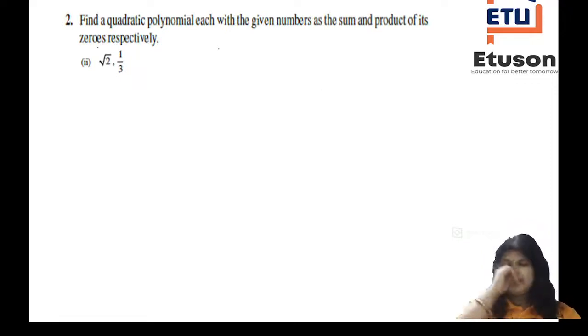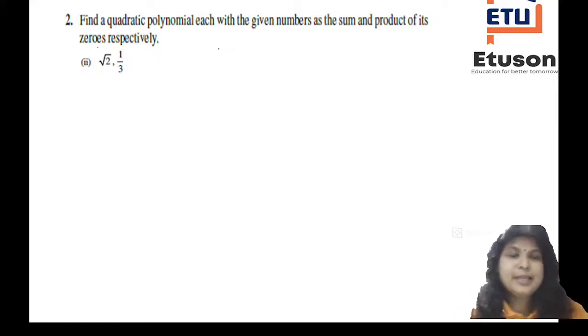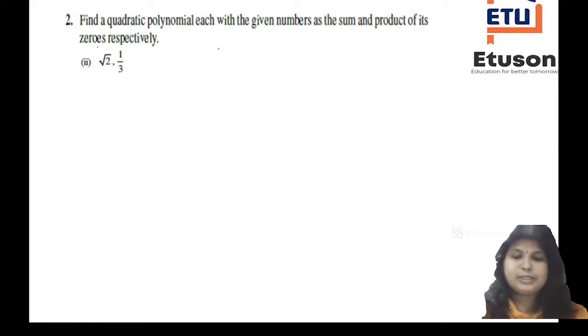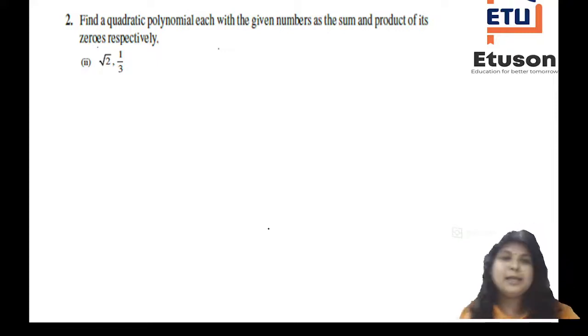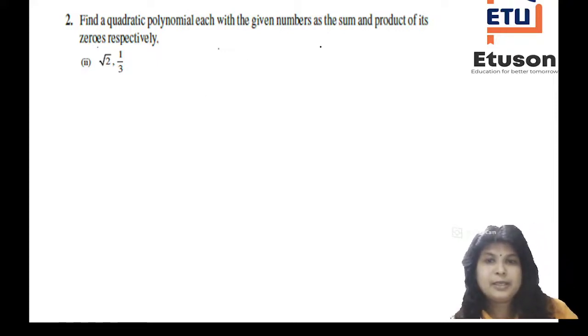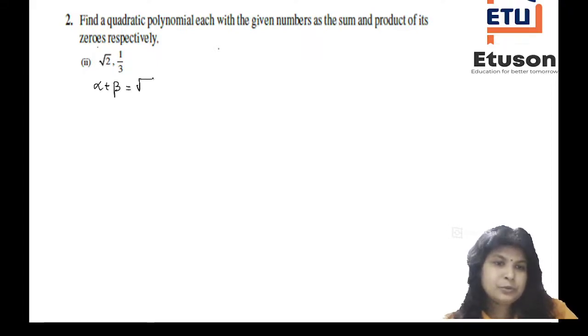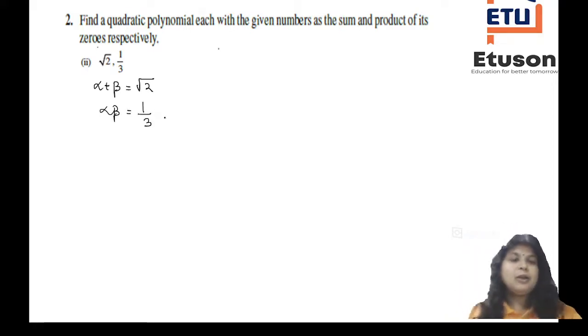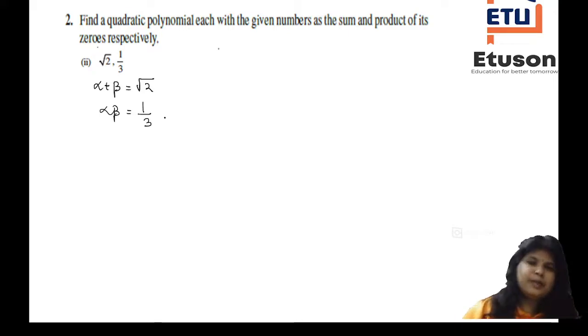Okay. So, this is question number 2. Bit 1 I am going to do for you. Find a quadratic polynomial each with the given number as the sum and the product of its zeros respectively. So, what is given in this problem? Alpha plus beta is equal to root 2 is given. Alpha into beta is equal to 1 by 3 is given. Do you know how to do it then?